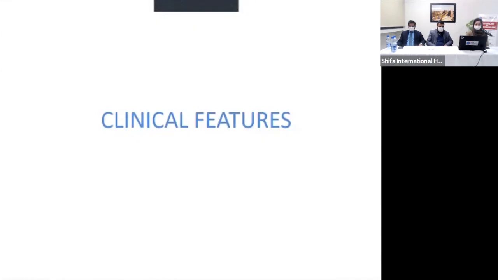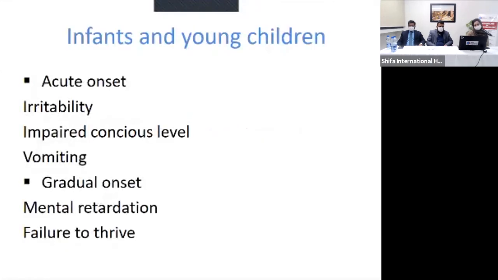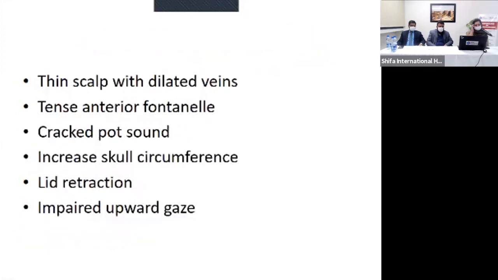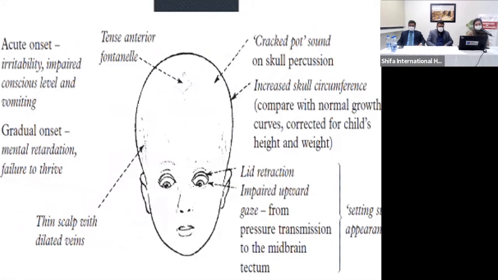Patients with hydrocephalus may present acutely, or chronic hydrocephalus presents with a gradual onset. In infants, acute presentation is with irritability, impaired level of consciousness, and vomiting. There will be a tense, bulging anterior fontanelle, a thin scalp with dilated scalp veins, a cracked-pot sound on percussion, and a sunset eye appearance where lid retraction and a downward gaze can be seen. Infants with gradual onset present with mental retardation and a failure to thrive.